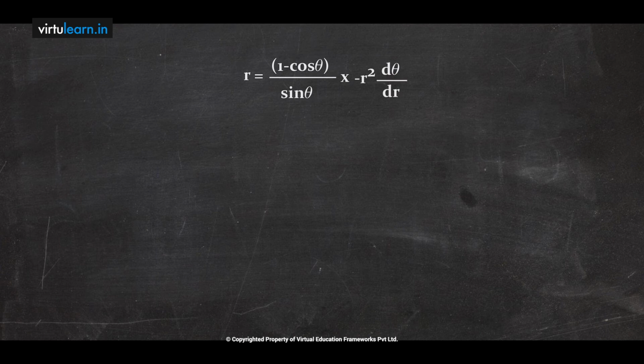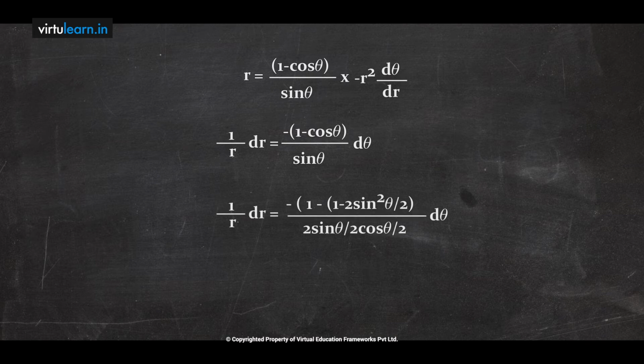Then r cancels, and this can be written as 1 by r dr. I am separating the variables here: minus of 1 minus cos theta by sin theta d theta. Then I will cancel this 1. For that purpose I write minus outside, 1 minus cos theta. 1 minus cos theta means 2 sin square theta by 2, because the cos 2 theta formula is 1 minus 2 sin square theta, but here cos theta is available instead of 2 theta. That is why we are writing in terms of theta by 2.